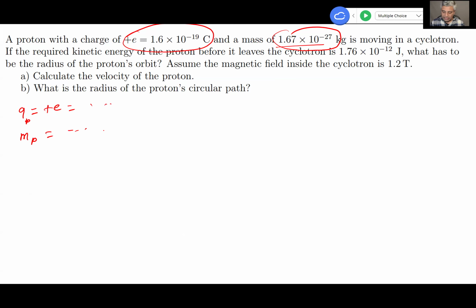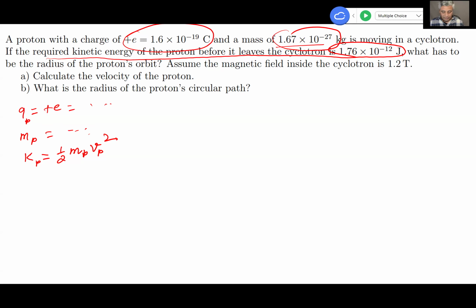So those numbers are those. And then the required kinetic energy of the proton before it leaves the cyclotron. So we want it to be moving with a certain speed so that it has a certain amount of kinetic energy. So the kinetic energy K of the proton is half the mass of the proton times the speed of the proton squared, half mv squared. Does that sound familiar to you folks?